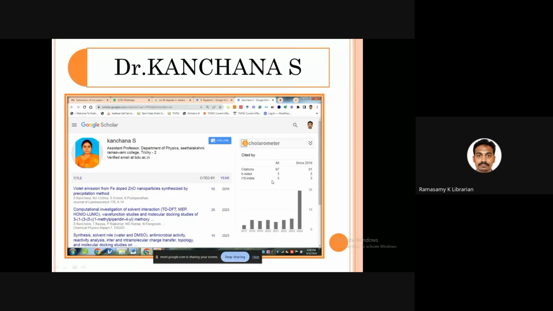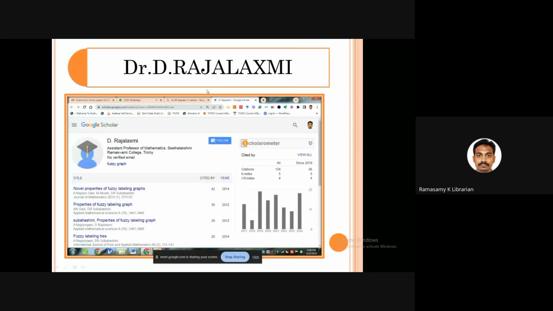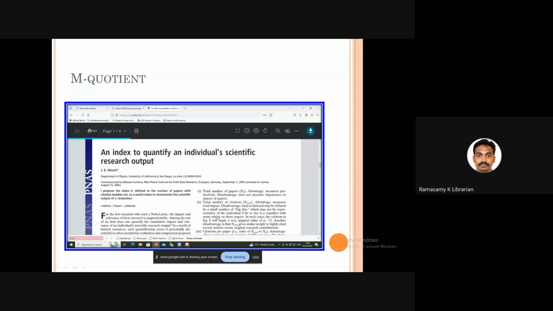What about Dr. D. Rajalakshmi ma'am, the same college? H index 5, I-10 index 4. It means that out of all the papers, madam's 4 papers have received at least 10 or more than 10 citations. Good. This you can find out.